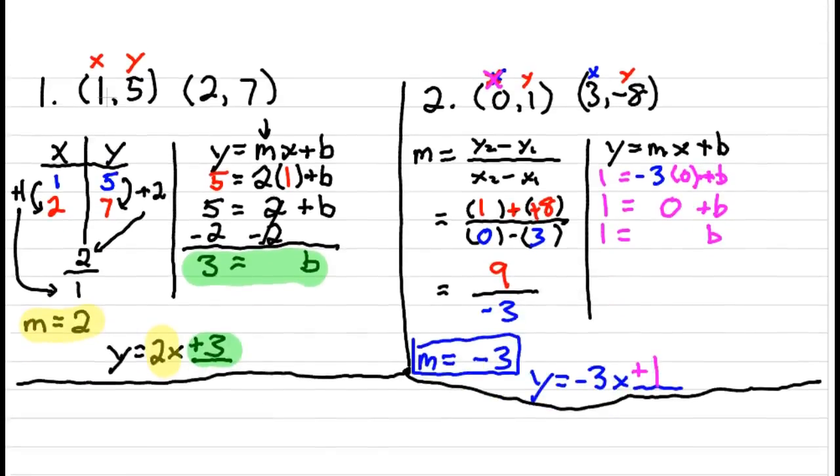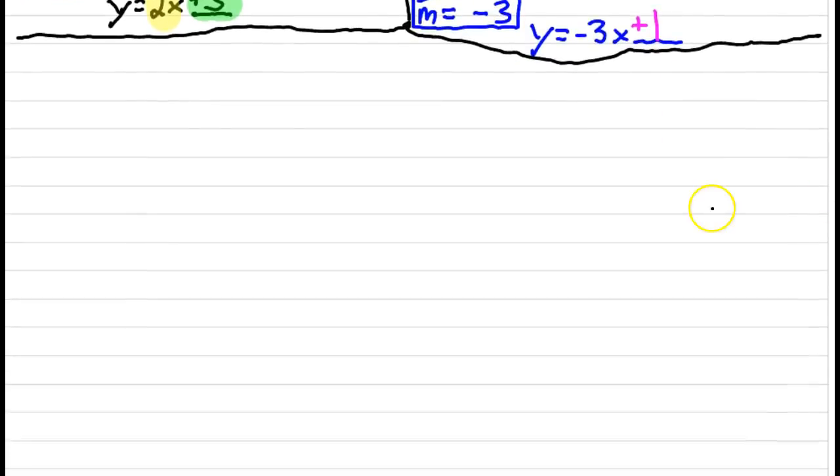But this is a lot of review. The first column is review, find the slope. The second column is review, just like we've been doing the past few days. So it is all review. If it seems familiar, it seems a little easy, it's because it's all review. Nothing new today at all.